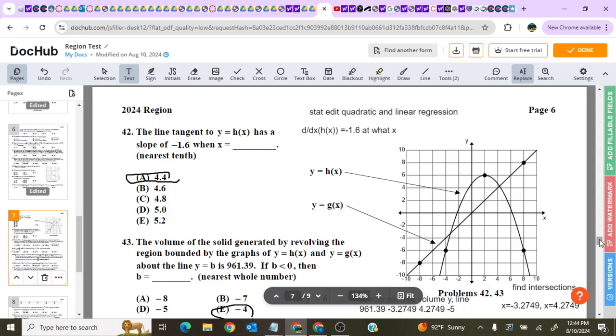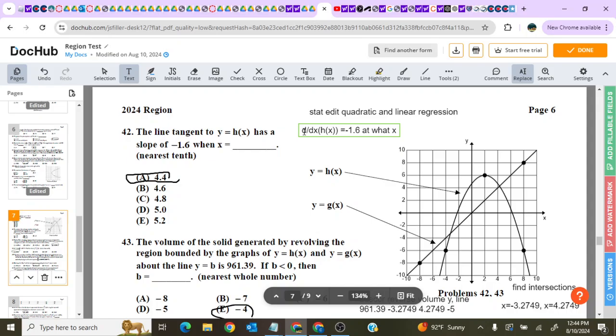42. The line tangent to y equals h of x has a slope of negative 1.6 when x is what? You'll want to use stat edit and then quadratic regression to figure out your equation for h of x. And then once you do that, you'll just need to figure out at what x value the derivative of h of x is equal to negative 1.6. You can just put that in EQ solver, d over dx of y1, or whatever you put it in, is equal to negative 1.6.